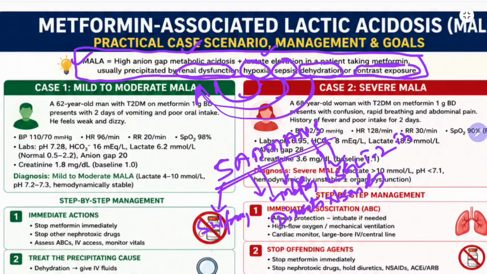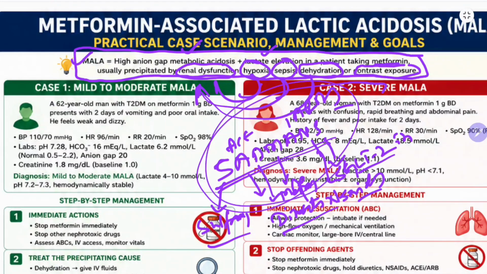These things are the trigger for MALA. That's why these guidelines are there. Again, all these things will affect the kidney. So to prevent MALA, these guidelines are there. The SADMANS drugs should be stopped for some time in critical illness in these patients. That should be kept in mind. Very important.